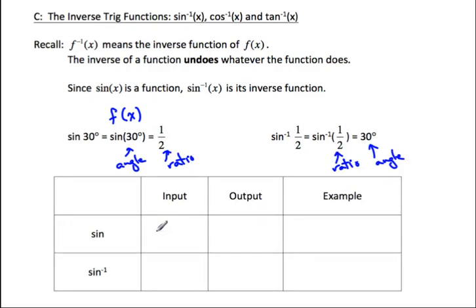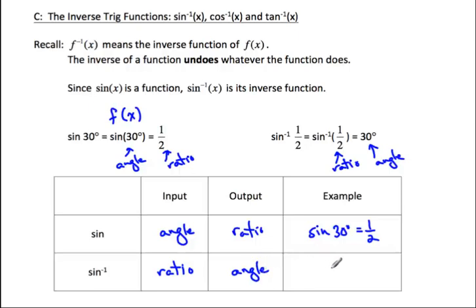So to summarize, the sine function takes an angle as its input and gives a ratio as its output. And we can use the same example as above, sine of 30 degrees is equal to a half. Conversely, the sine inverse function takes a ratio, like a half, as its input and gives an angle back as its output. So sine inverse of a half is equal to 30 degrees. And I could have put brackets around this 30 degrees as I did with the half to separate out the input from the name of the function.